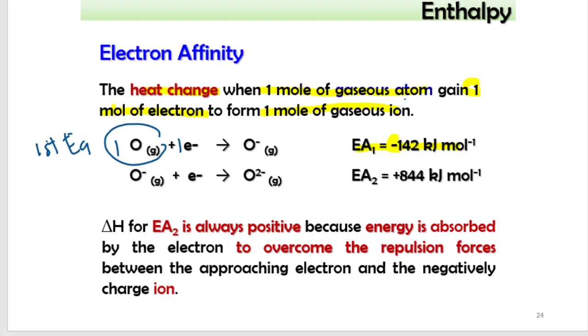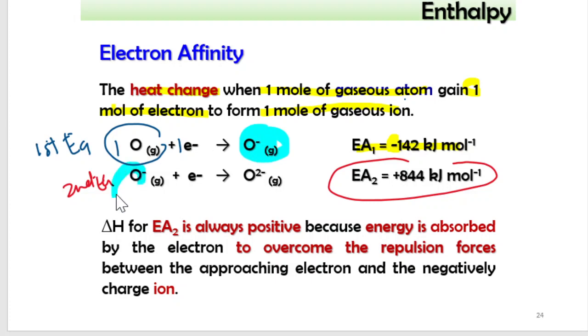So, untuk second electron affinity here, okay, the value here is positive. So, kita tengok dia punya equation. So, dia datang daripada the first one. You can see O minus in gas. Okay, O minus in gas, 1 mole juga, gains another electron to form O2 minus ion in gas. Okay, the enthalpy ataupun value untuk second electron affinity adalah positive.